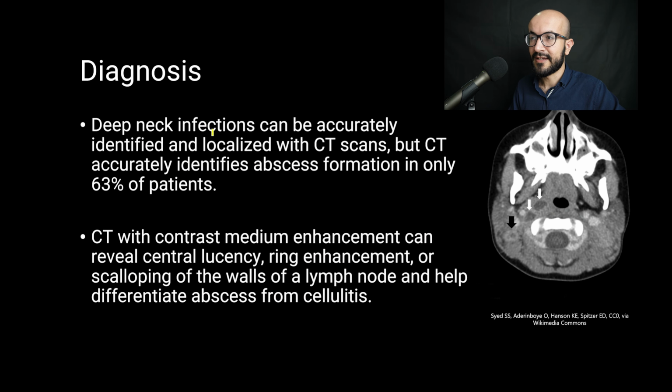Now, deep neck infections can be accurately identified and localized with CT scans, but CT accurately identifies abscess formation in only 63% of patients. And CT with contrast medium enhancement can reveal central lucency, ring enhancement, or scalloping of the walls of the lymph nodes and help differentiate abscess from cellulitis. Like you can see in this picture here, we have multiple abscesses formed within the retropharyngeal space.